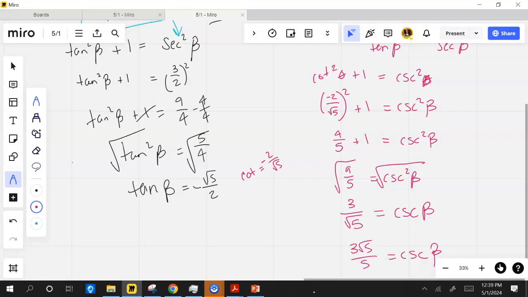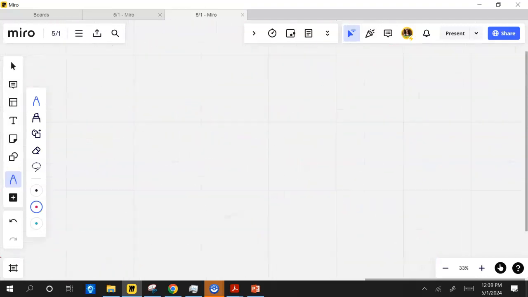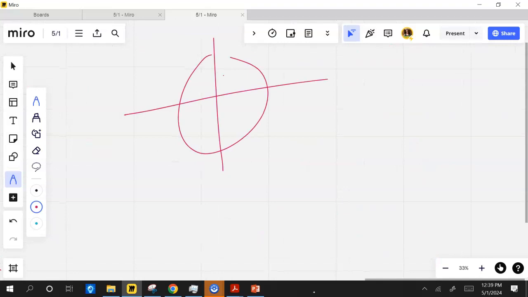So you have to think about where secant is less than 0, so where is secant negative? On my unit circle, secant is 1 over cosine, right? So where is cosine negative? Cosine's negative here, so that means this is where secant is negative. So I'm on that side of the circle as I'm solving.